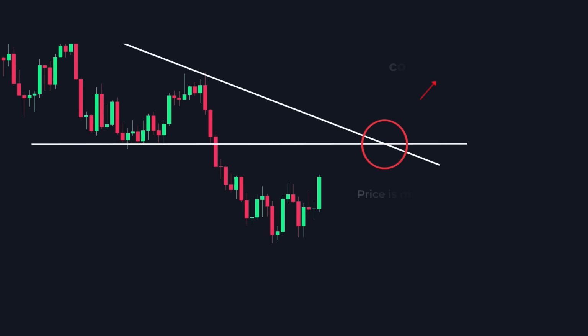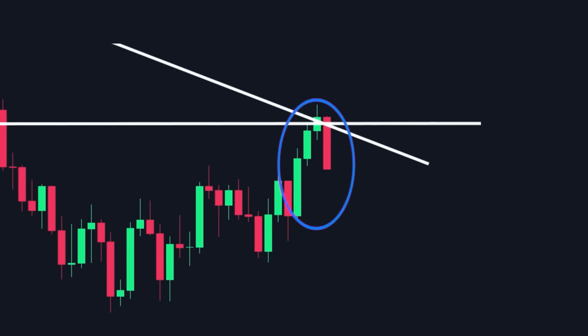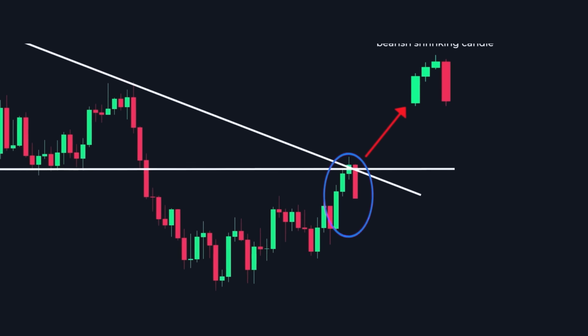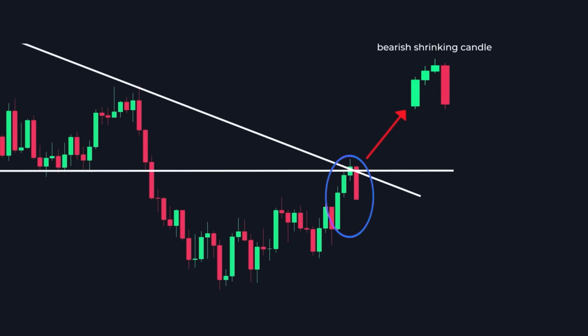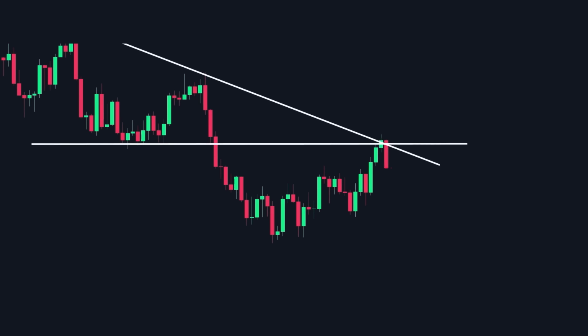The area where this trend line intersects with the resistance level is called a confluence level, an area where multiple key levels meet. Price is much more likely to reverse at confluence levels because you have multiple technical factors working together. When price reaches this confluence zone, we see 3 green candles each getting progressively smaller, followed by a large red candle. This shrinking candle pattern shows that buying pressure was fading as price approached our confluence level, giving sellers the perfect opportunity to take control.